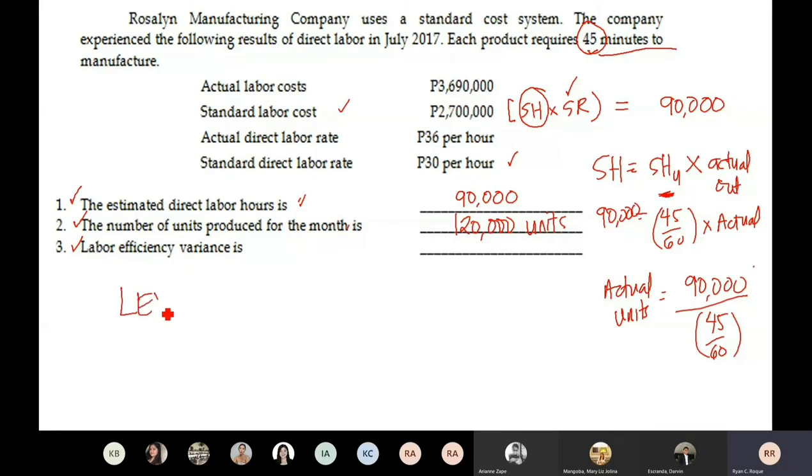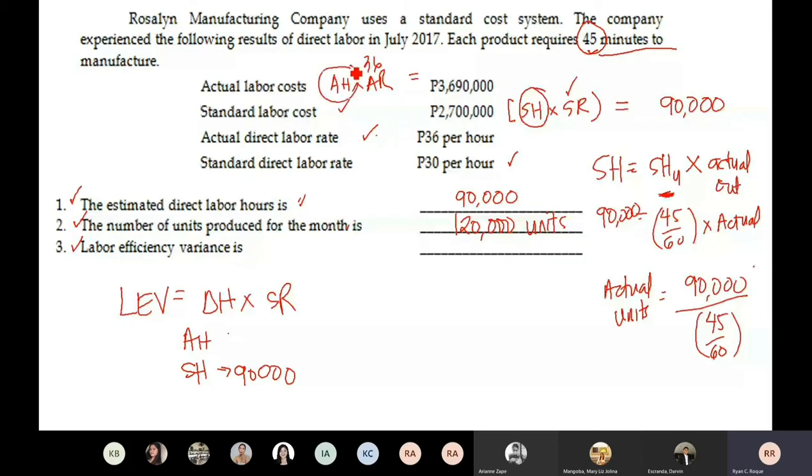So LEV. So difference in hours times your standard rate. Ano ba yung actual hours natin at standard hours natin? Standard hours, meron na tayo, 90,000. Actual hours, meron ba tayo? Walang binigay. Pero remember, ang actual labor cost ay actual hours times the actual rate. May actual rate na 36. May actual hours na tinatanong. And that is equal to 3,690,000. So you can get your actual hours here na 102,500. Okay? So difference in hours would be 12,500.